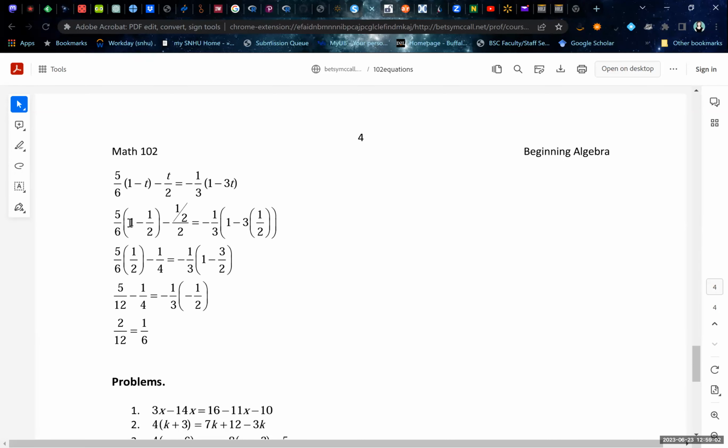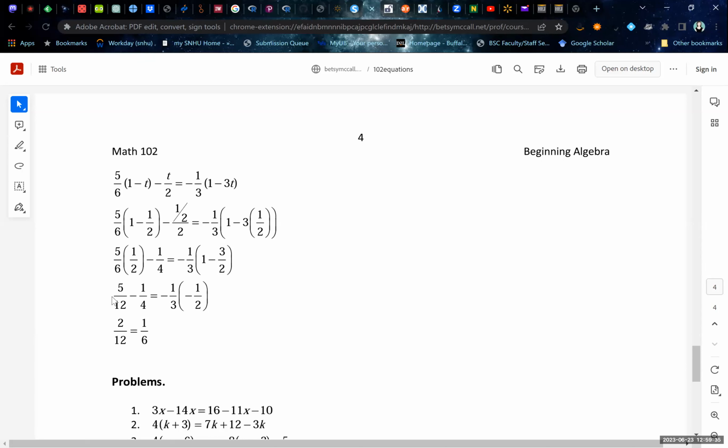Now we're going to simplify a little bit. 1 minus 1/2 is 1/2. 1/2 divided by 2 is 1/4. 3 times 1/2 is 3/2. I'm going to distribute here. 5/2 times 1/2 is 5/12. The 1/4 hasn't changed. Here, I'm going to simplify 1 minus 3/2. 3/2 is 1.5, so this becomes minus 1/2.